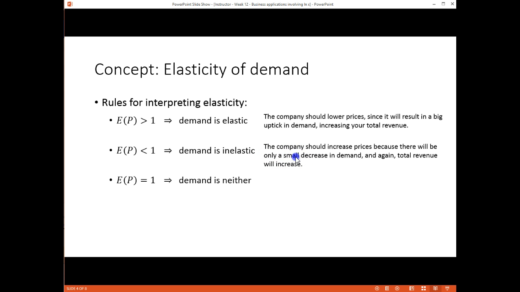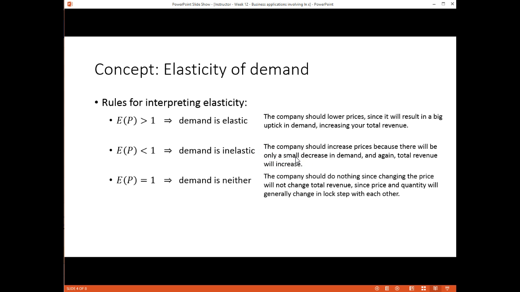Now, if E of P is equal to 1, then the demand is neither elastic nor inelastic, and the company is basically going to do nothing, since changing the price will not change the total revenue, since price and quantity will generally change in lockstep with one another. In other words, they're changing at a rate which isn't going to greatly affect one over the other. So if I raise the price, I'm not going to really make any more money, because my quantity demanded is going to fall at the same relative rate, and they're going to basically cancel each other out.